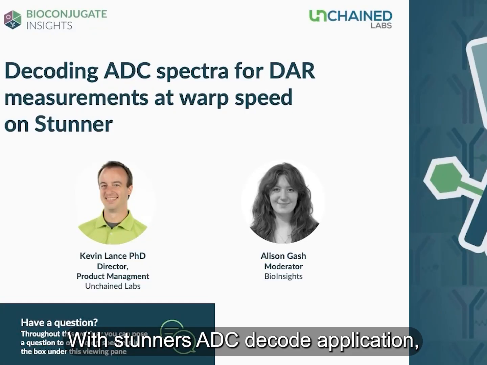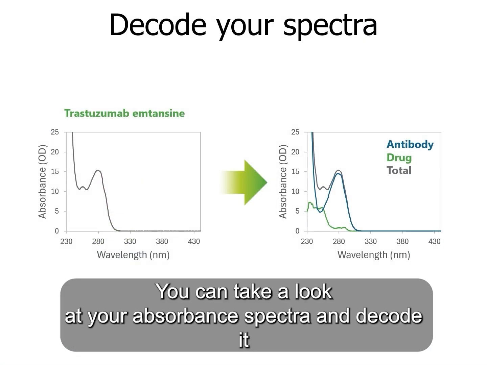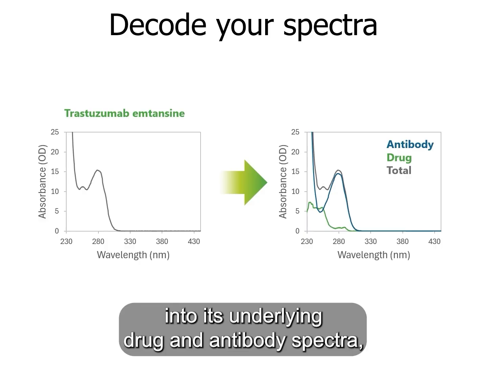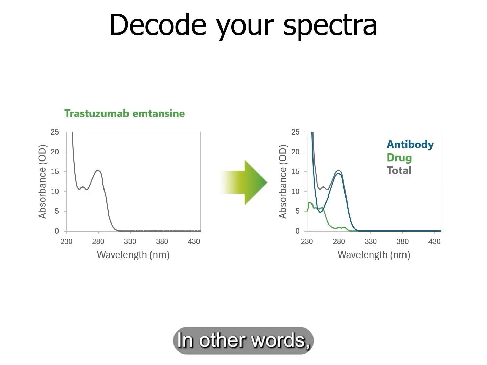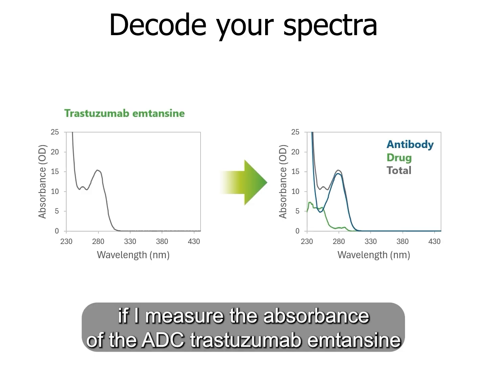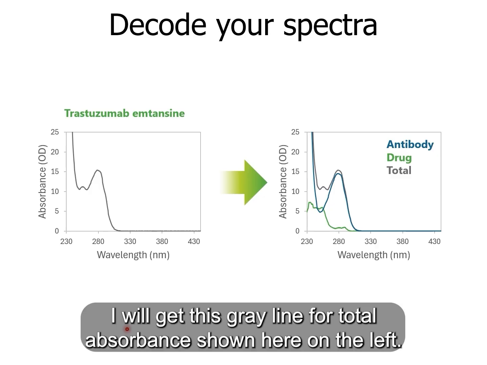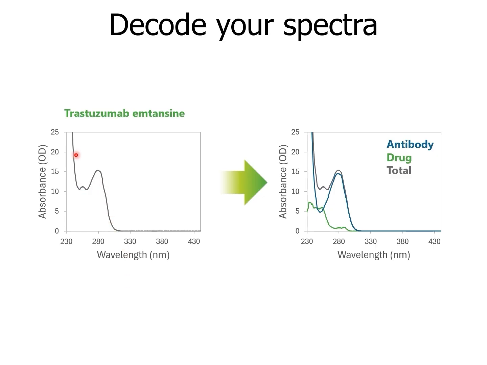With Stunner's ADC decode application, you can take a look at your absorbance spectra and decode it into its underlying drug and antibody spectra even without any prior drug linker spectral information. In other words, if I measure the absorbance of the ADC trastuzumab emtansine, I will get this gray line for total absorbance shown here on the left.